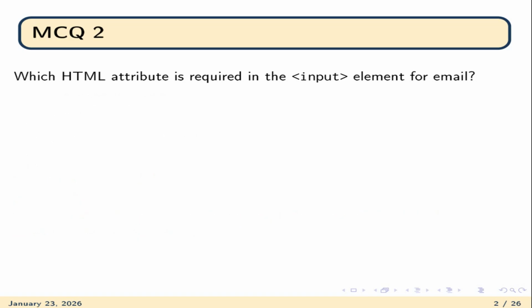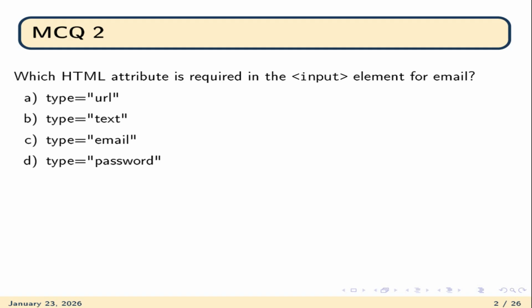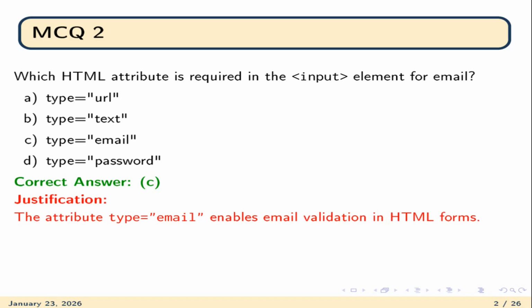Question number 2. Which HTML attribute is required in the tag input elements for email? Type equal to URL, type equal to text, type equal to email, and type equal to password. The correct option is C, that is type equal to email, because email enable email validation in HTML forms.